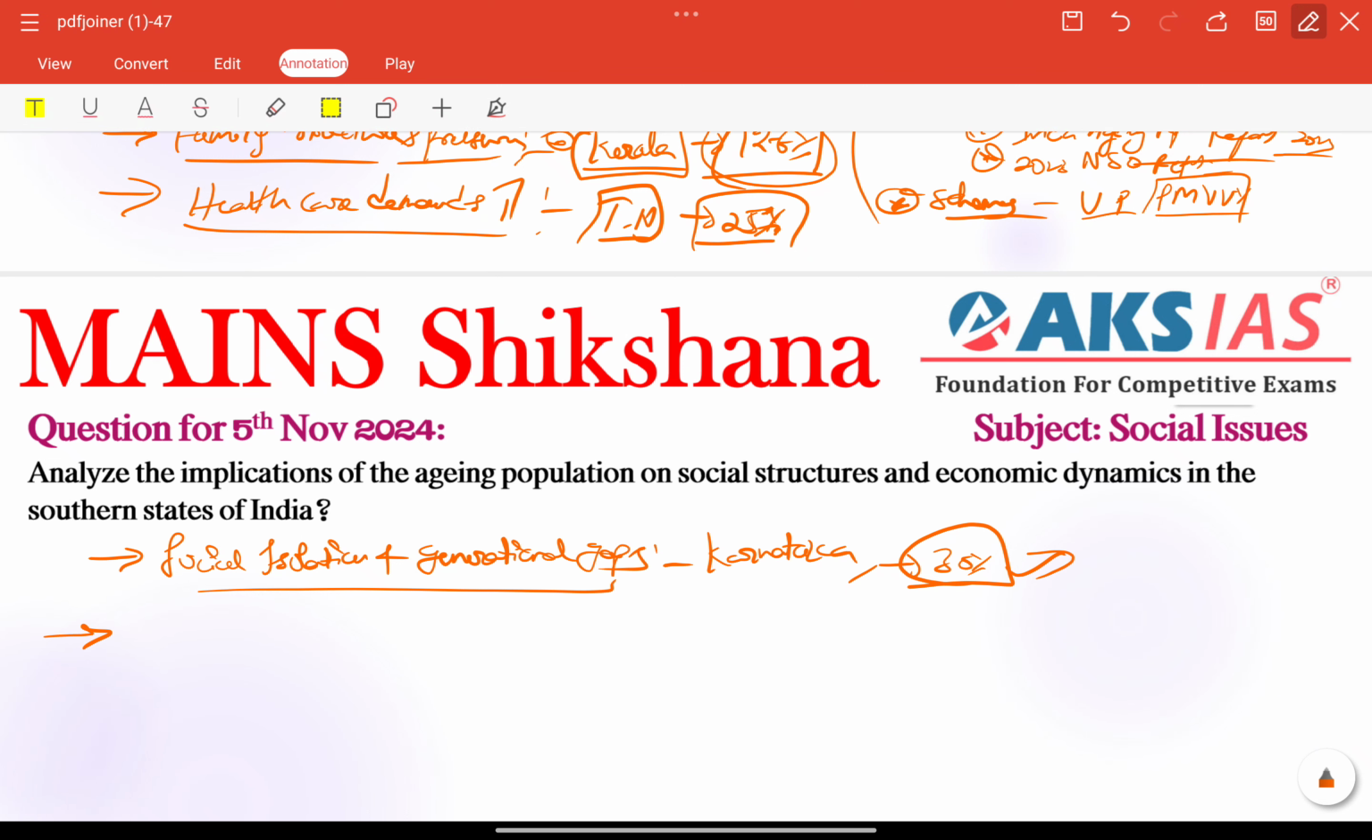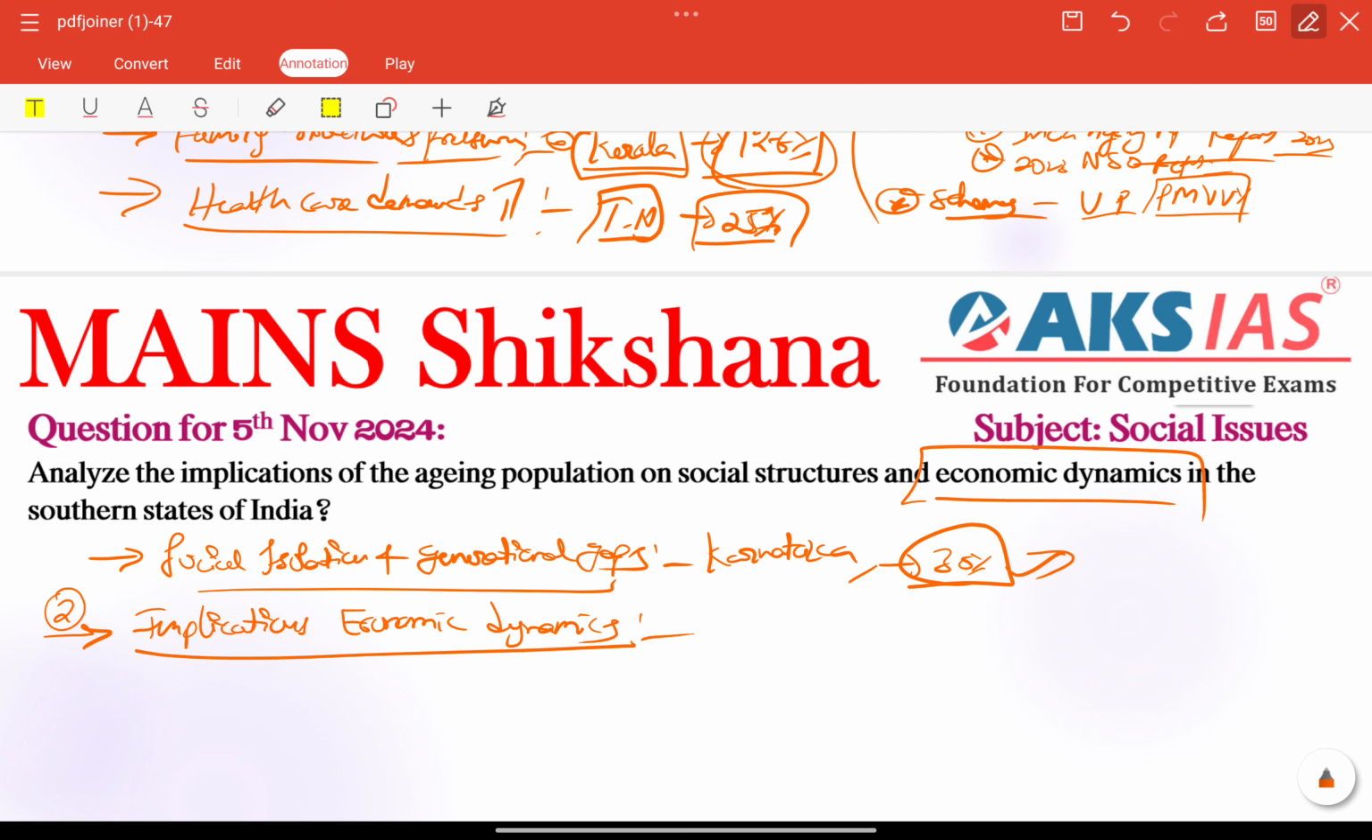So other than this, the next important thing is implications, especially on our economic dynamics. That is also the second important keyword in the question, right? So economic dynamics need to be addressed here, right? Here we can talk about our pension and social security stress, especially pension and social security stress is also a very important, negative impact here, right?